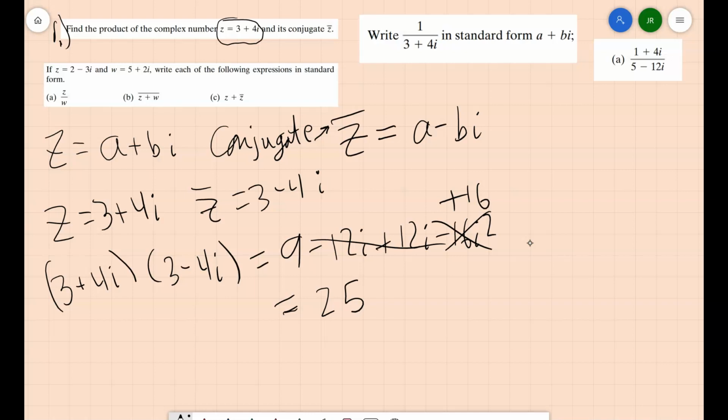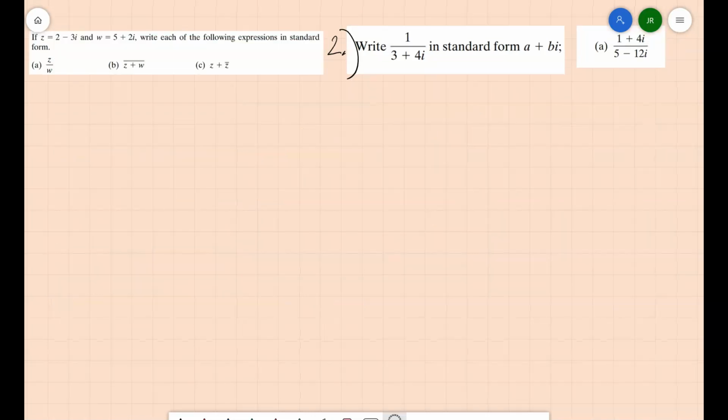Now, that will help us on dividing complex numbers. Let's do number 2 right here. Write 1 over 3 plus 4i in standard form, meaning it just needs to be a plus bi. All right, let me pause it and erase this.